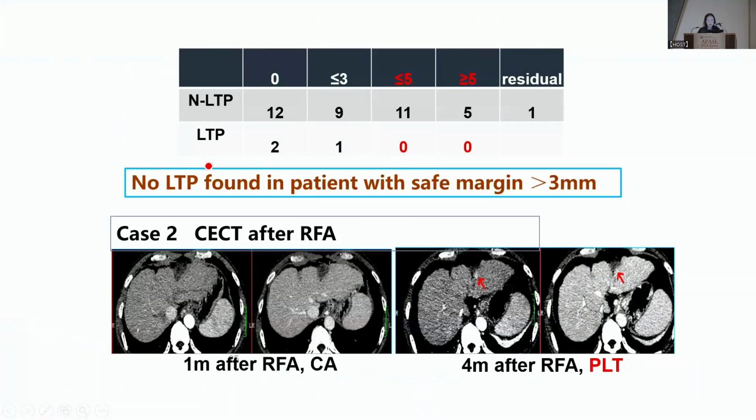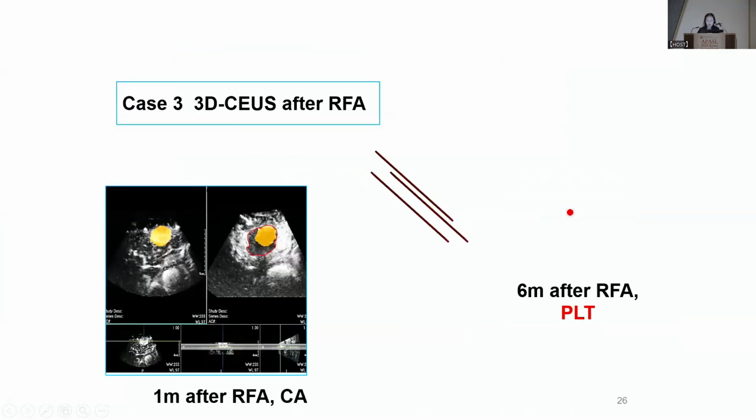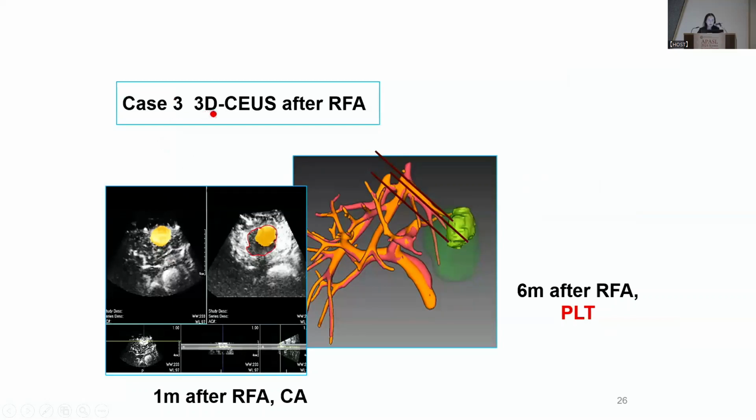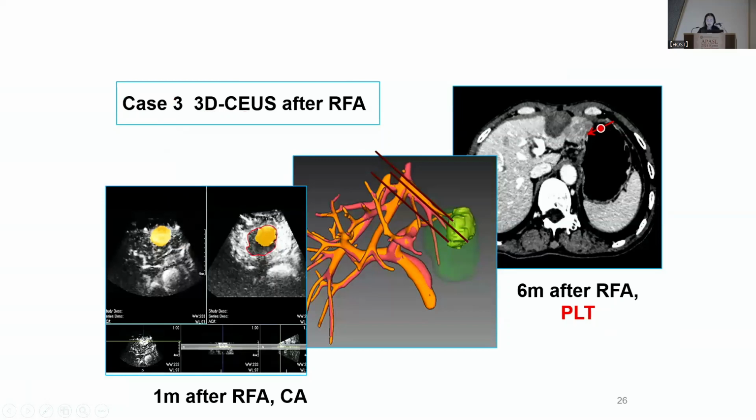In our data for these patients, we can see here there is not enough safety margin, and the patient had recurrence 4 months after ablation here. So if the patient's safety margin is less than 5 millimeter, the local tumor progression rate may be high. And here is another case. It's not enough here in CT and in contrast ultrasound, and then recurrence occurred in 6 months.